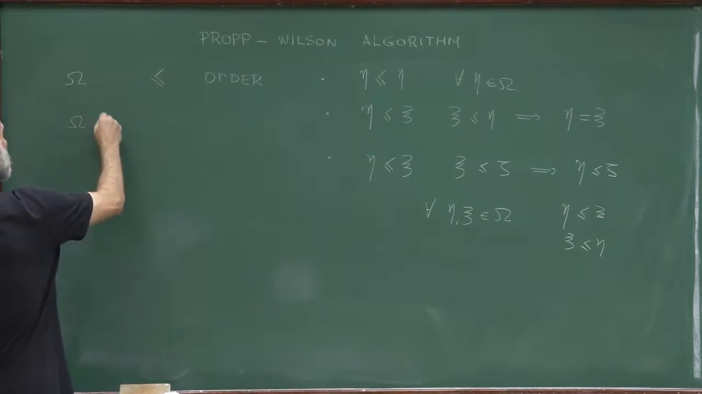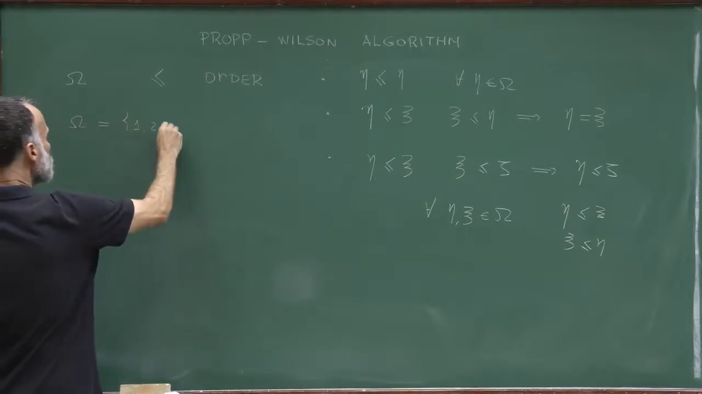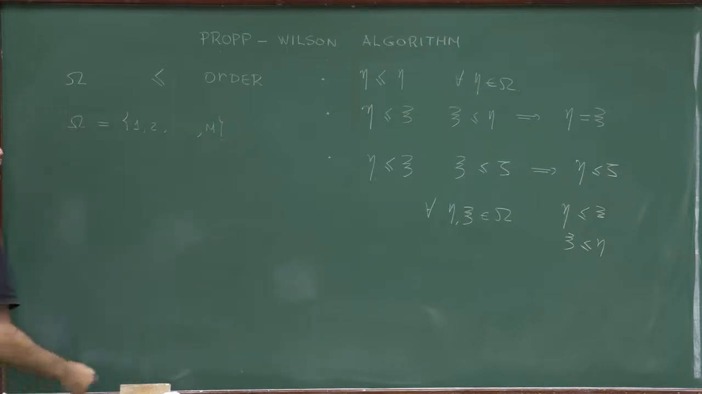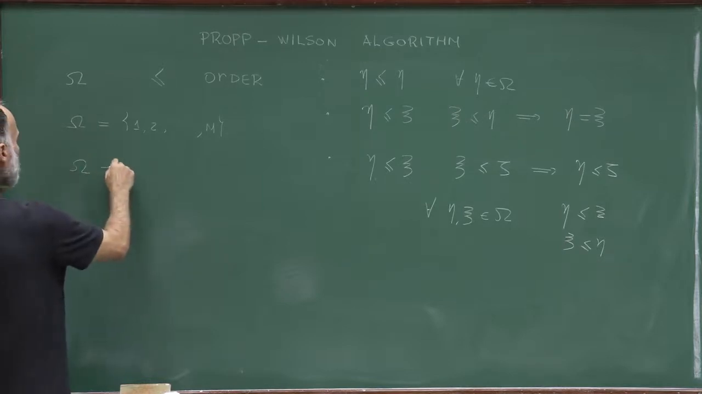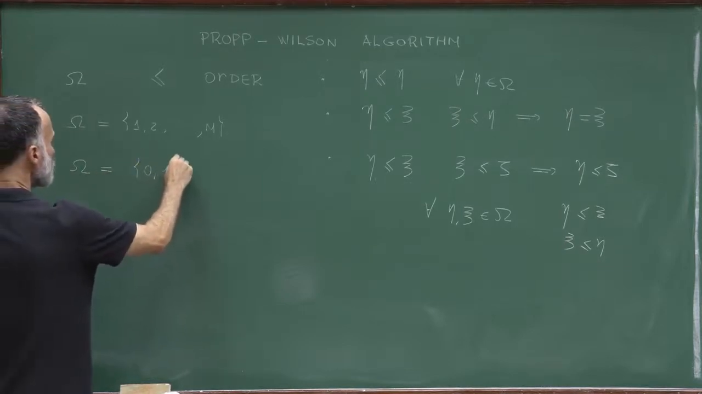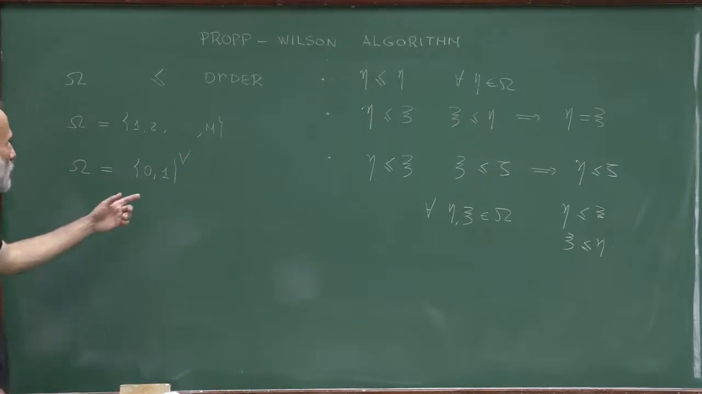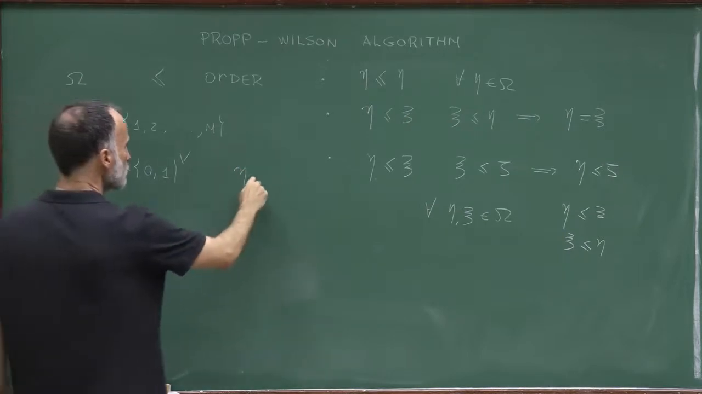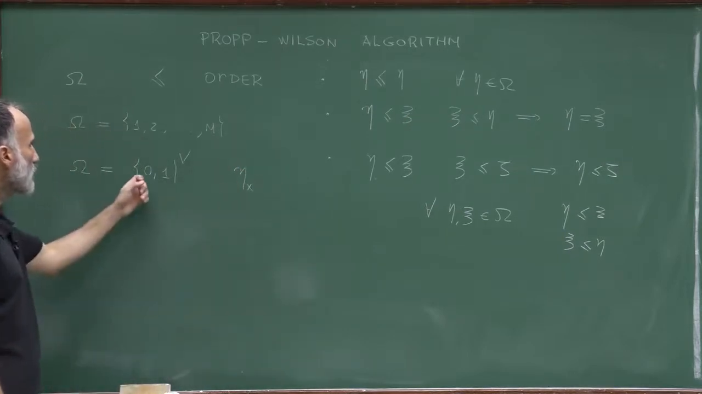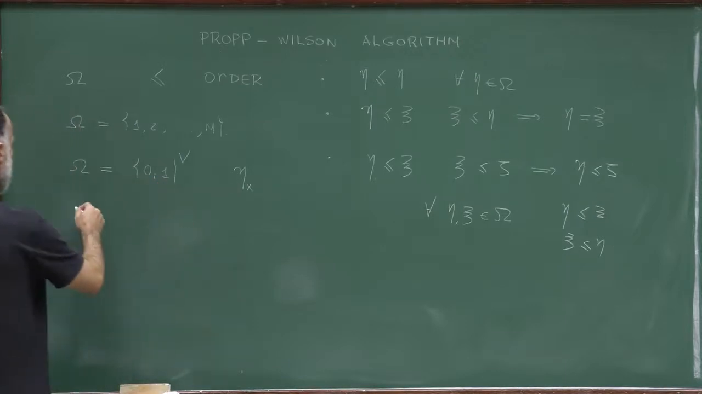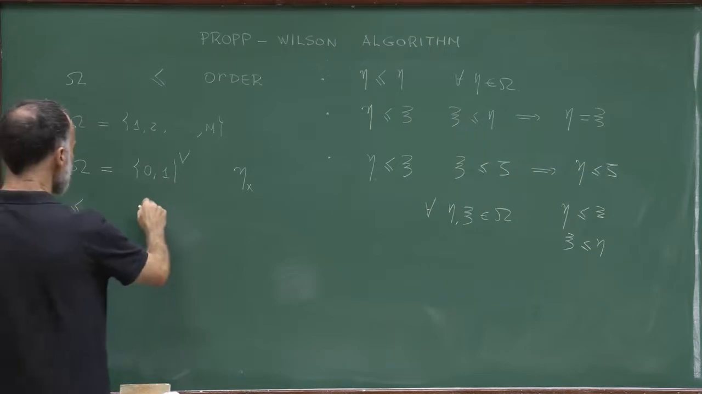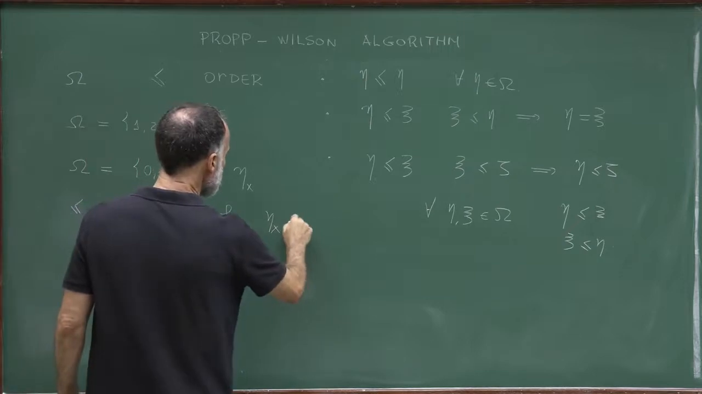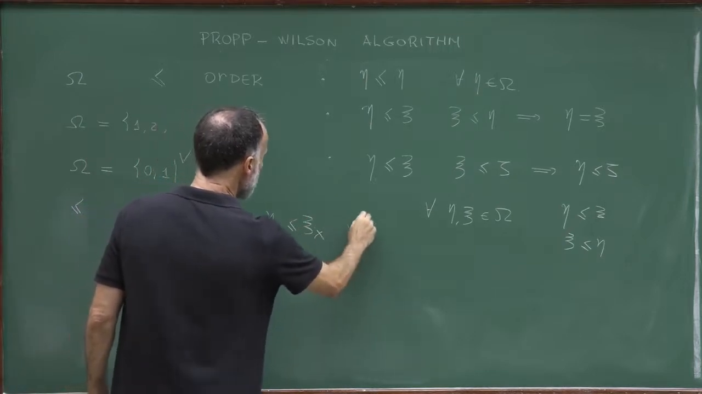So first, omega will be equal to 1, 2, up to m. And this is clearly a totally ordered set. But a more interesting example will be omega to be the set 0, 1 to some power V. So these configurations are represented by eta. So for x in V, eta x might be either equal to 0 or equal to 1. And so I will define an order in this set. I will say that eta is less or equal than xi if eta x is less or equal than xi x for all x in V.